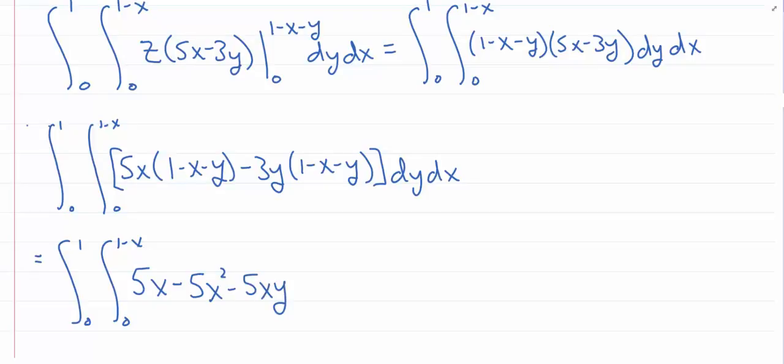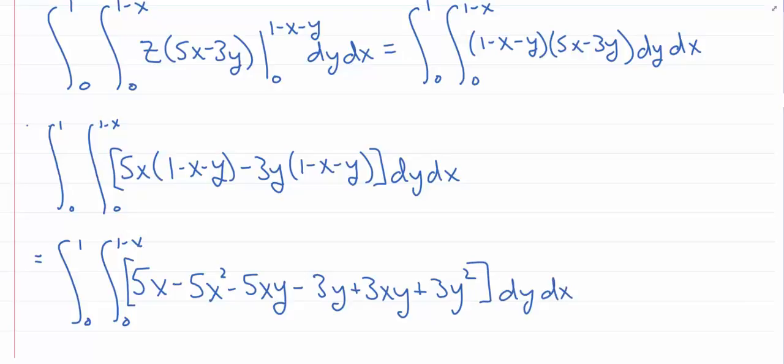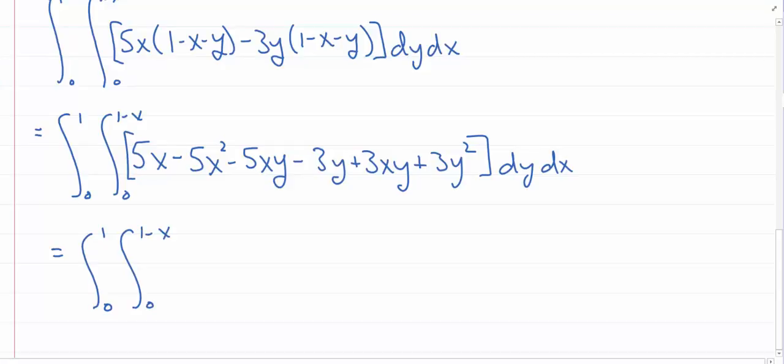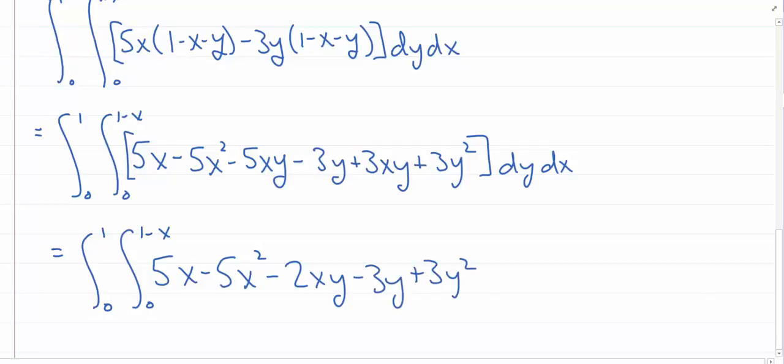That's what I got so far. Now I will subtract 3y plus 3xy plus 3y squared. Maybe we'll get a lot of algebra going on here. Now what I can do is combine the negative 5xy and the positive 5xy. Let's see what I get now: 5x minus 5x squared minus 2xy minus 3y plus 3y squared.